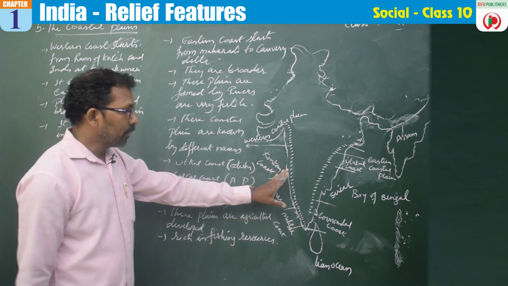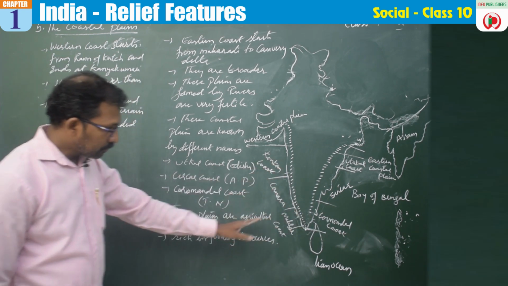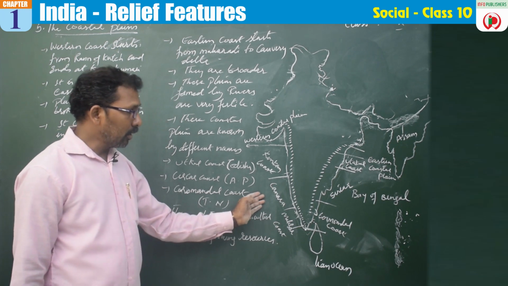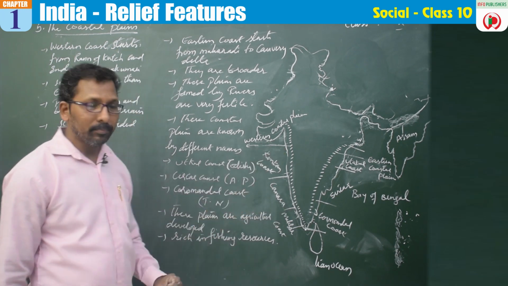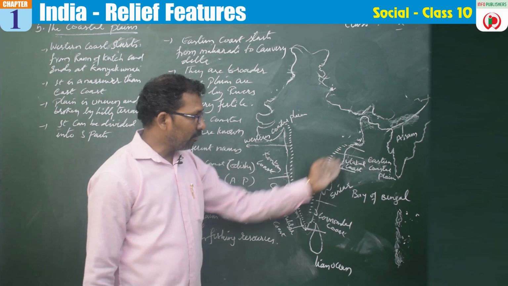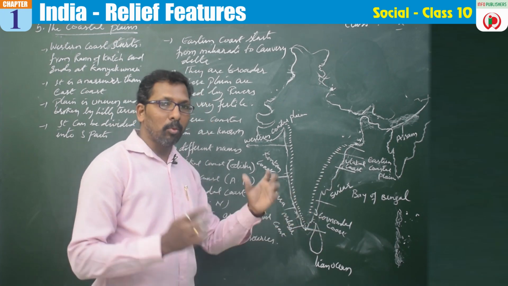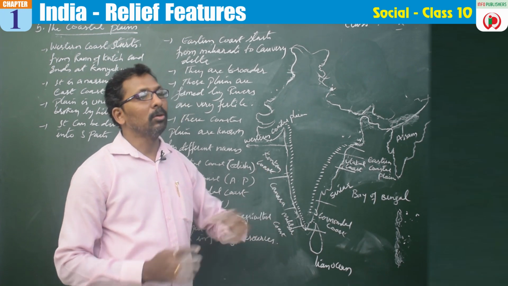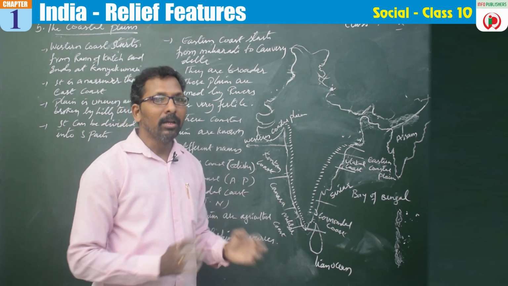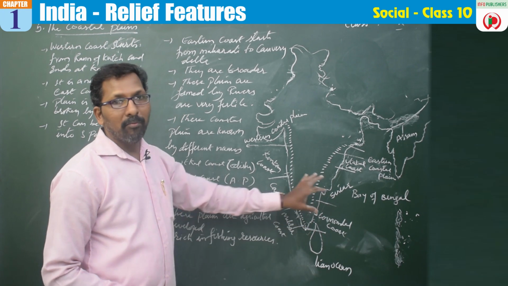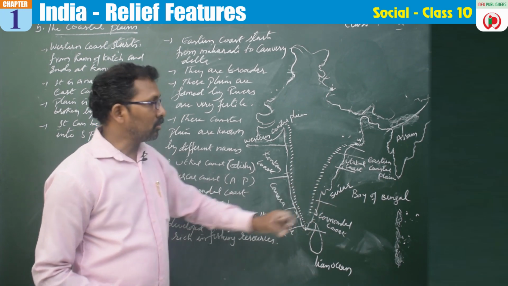When you come to the coastal plains, on the west we have the western coastal plain. On the east we have the eastern coastal plain. Are both the plains the same? No. Do they start at the same place? No. They start at different places. So let us learn from where they start and what the importance of that is.